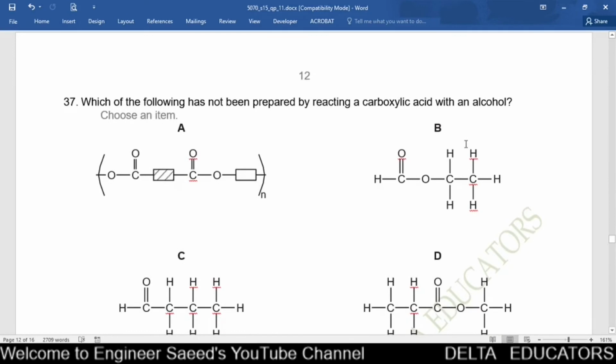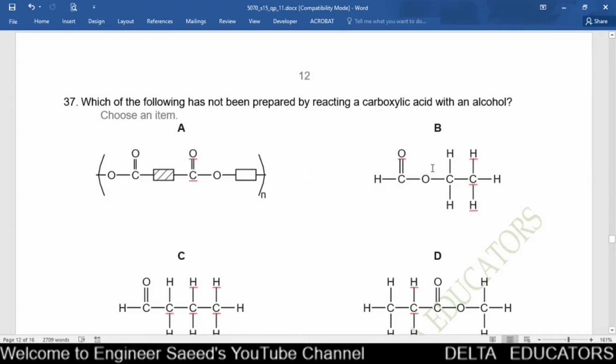Question number 37. Which of the following has not been prepared by reacting a carboxylic acid with an alcohol? When we react a carboxylic acid with an alcohol, we get an ester. And in an ester, the functional group is the COO group. Now if we check the options, in option A, we have the COO group. Again here we have the COO group, so this should be an ester.